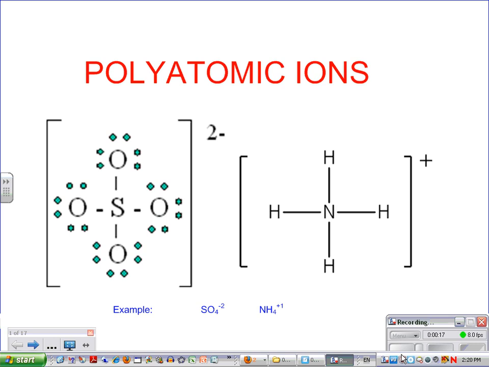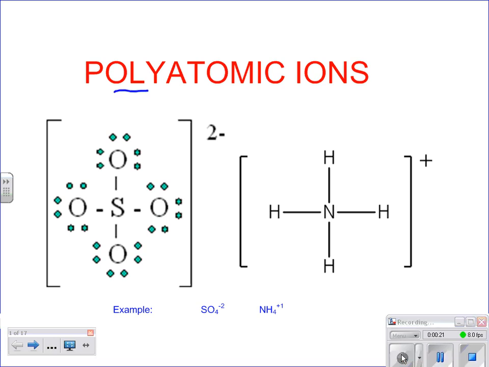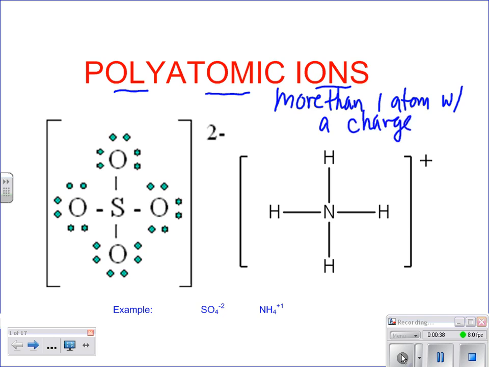Polyatomic ions are, if it's poly, it's more than one atom, because it's polyatomic, more than one atom, and if it's an ion, then that means it has a charge. So more than one atom with a charge. I just want to show you this right up front because we're going to see some examples that involve them once we get started.